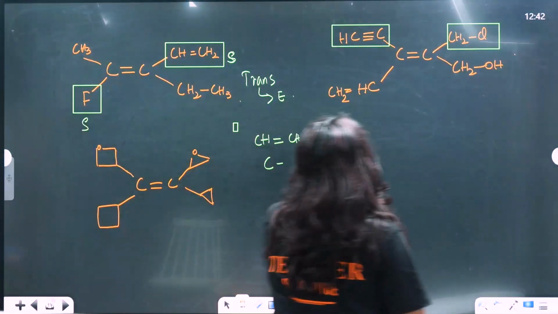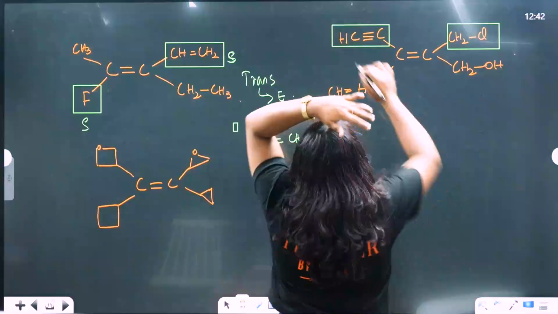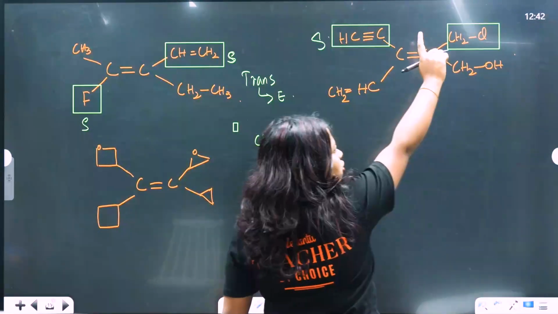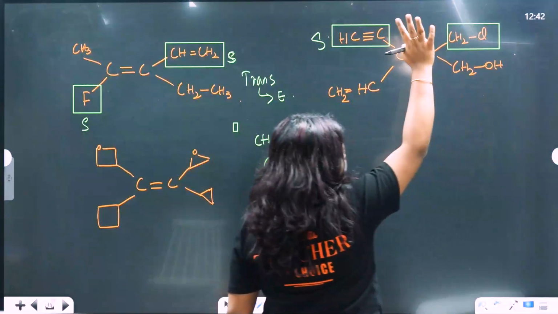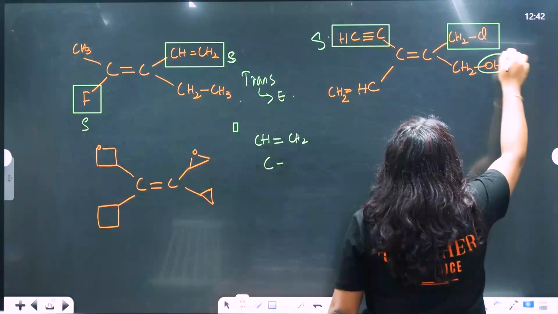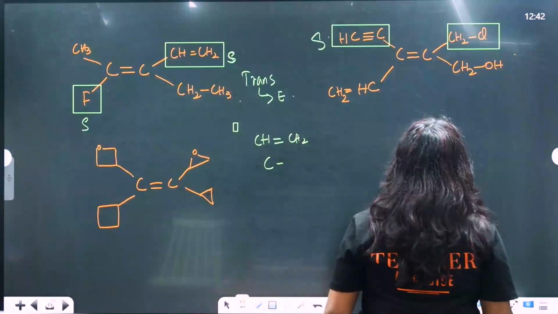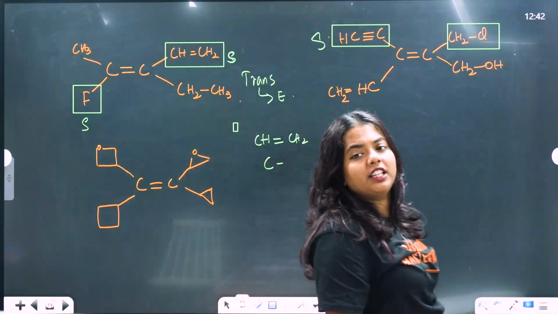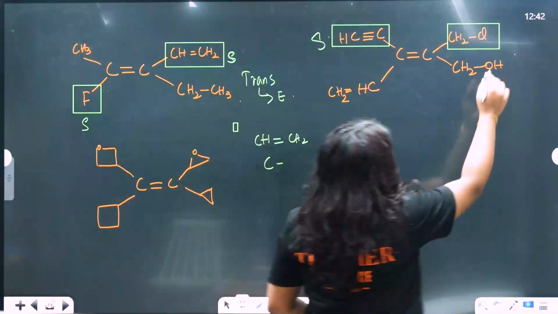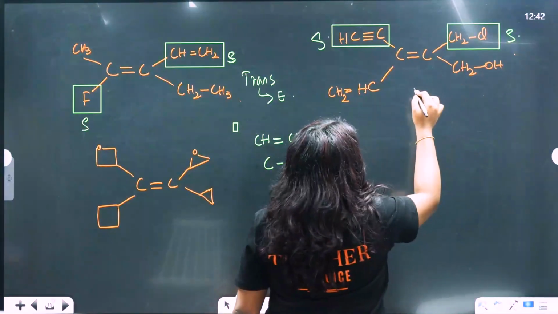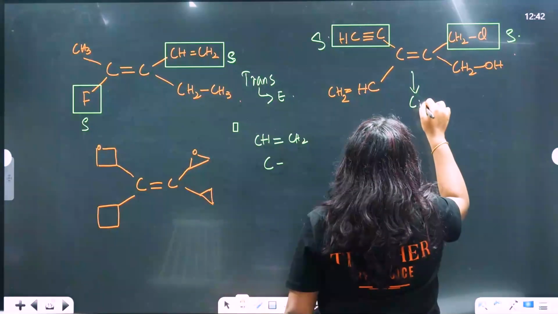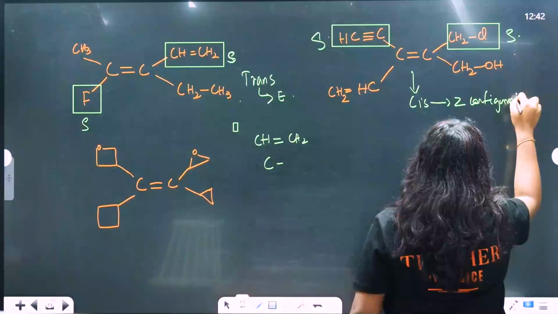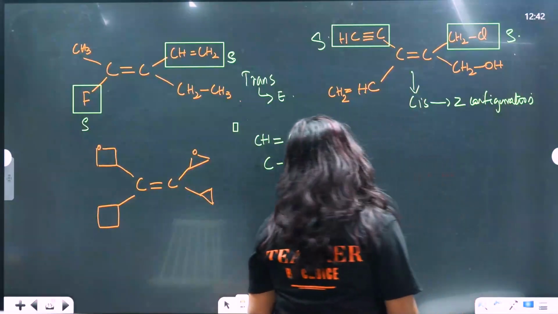Now while considering the group, you can see a double bond and a triple bond; of course the triple bond will be the senior one here. And CH2 and CH2 are the same, so we have to go for the other atoms attached to this particular CH2. Here OH is there, here Cl is there. Which will be the senior most? Cl will be the senior most because Cl has a higher atomic number than OH, right? So this will be the senior one. Senior ones on the same side means it will be cis, and it will be the Z configuration.